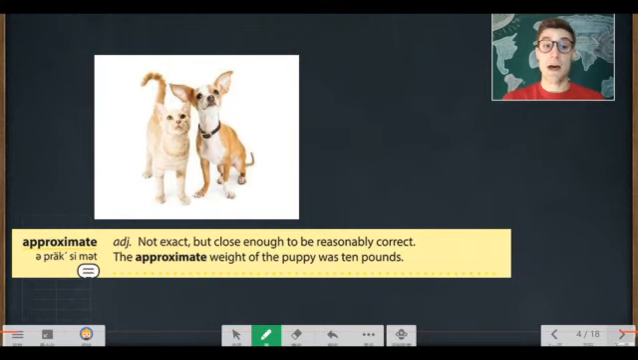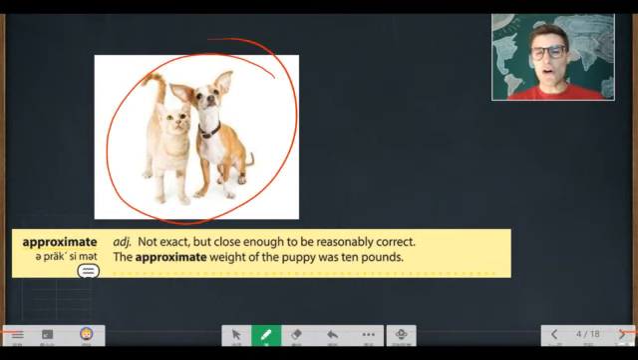Next up, it's approximate. Approximate. This is an adjective. It means not exactly, but close enough to be reasonably correct. The approximate weight of the puppy was 10 pounds. This cat and dog are approximately the same size. Not exactly, but just about. Reasonably correct. Approximate.